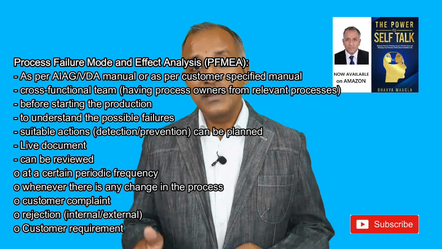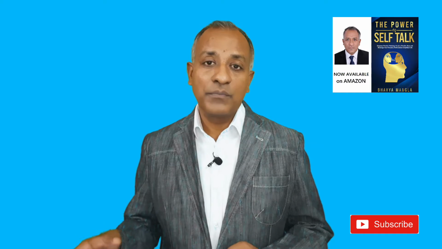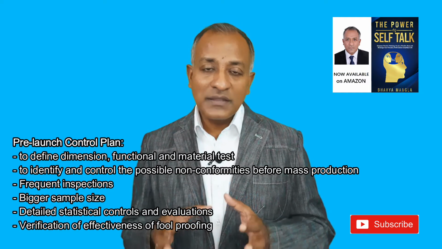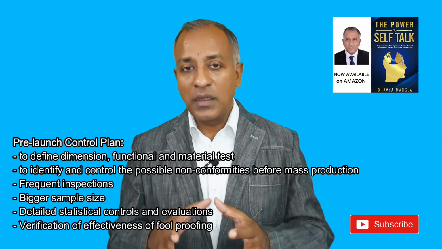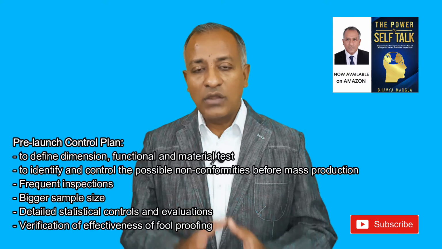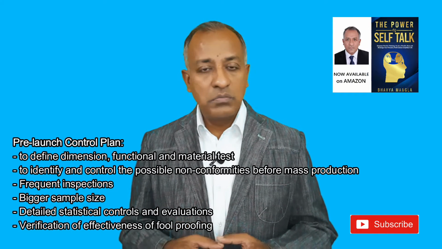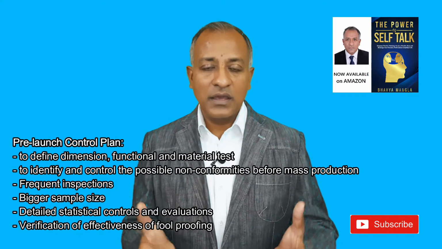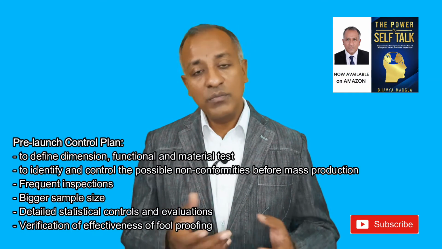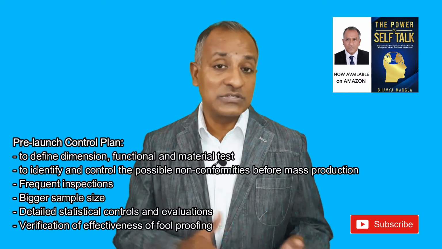Once the FMEA is ready, it becomes a very good input for making the pre-launch control plan. Now, a pre-launch control plan is nothing but a control plan made just before mass production, to see whether all our processes are ready to make a good quantity of product. Like in the PPAP stage, generally it is said that we need to make around 300 pieces, or as per the customer requirement, it can be less or more.